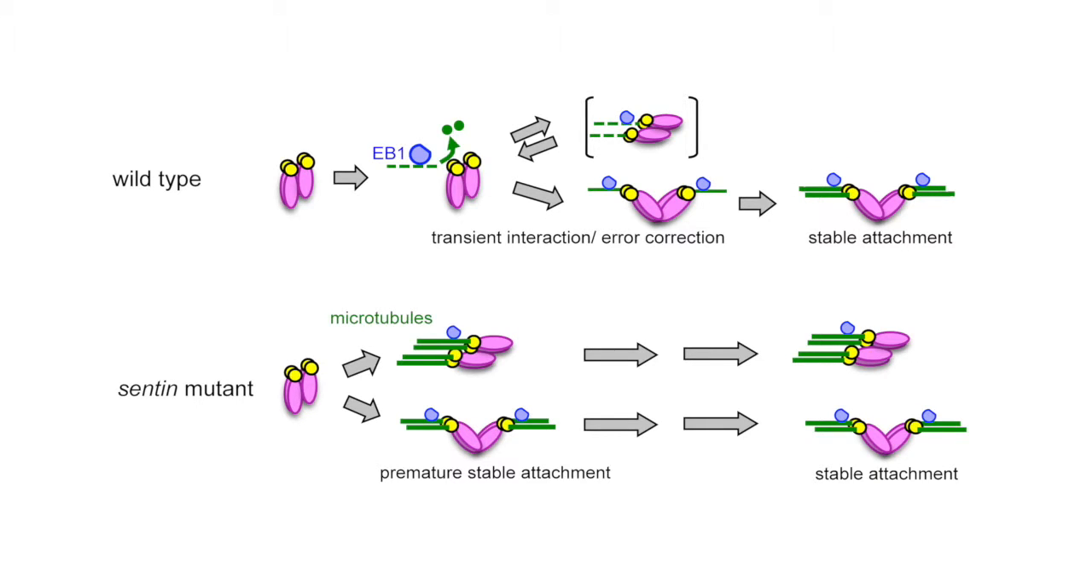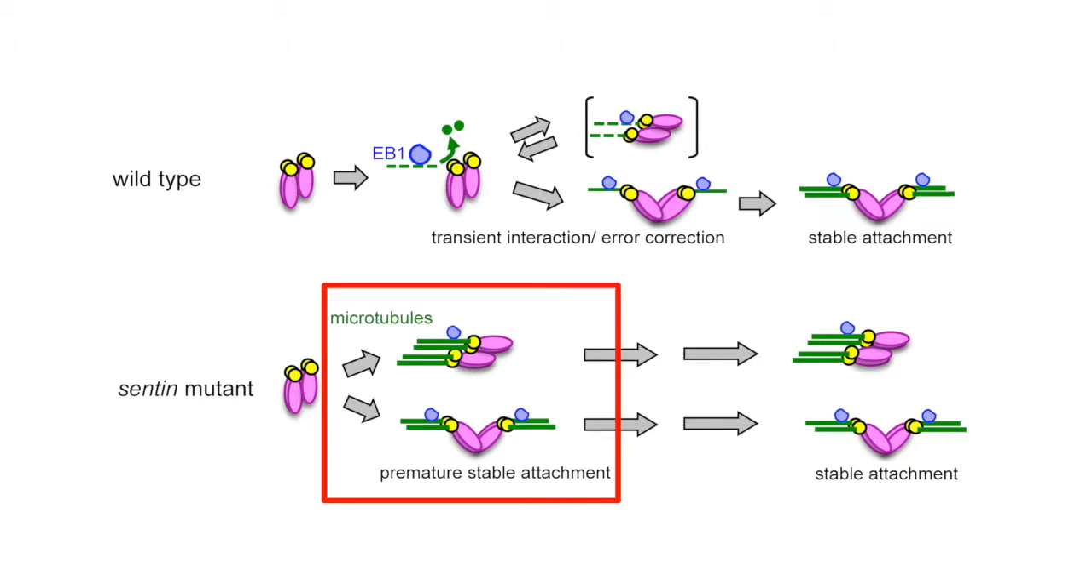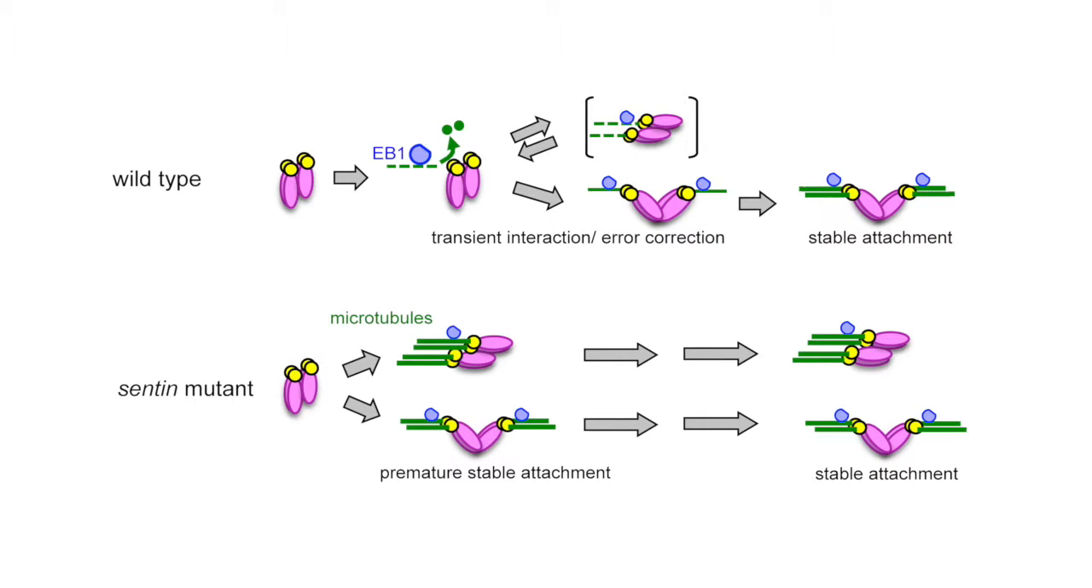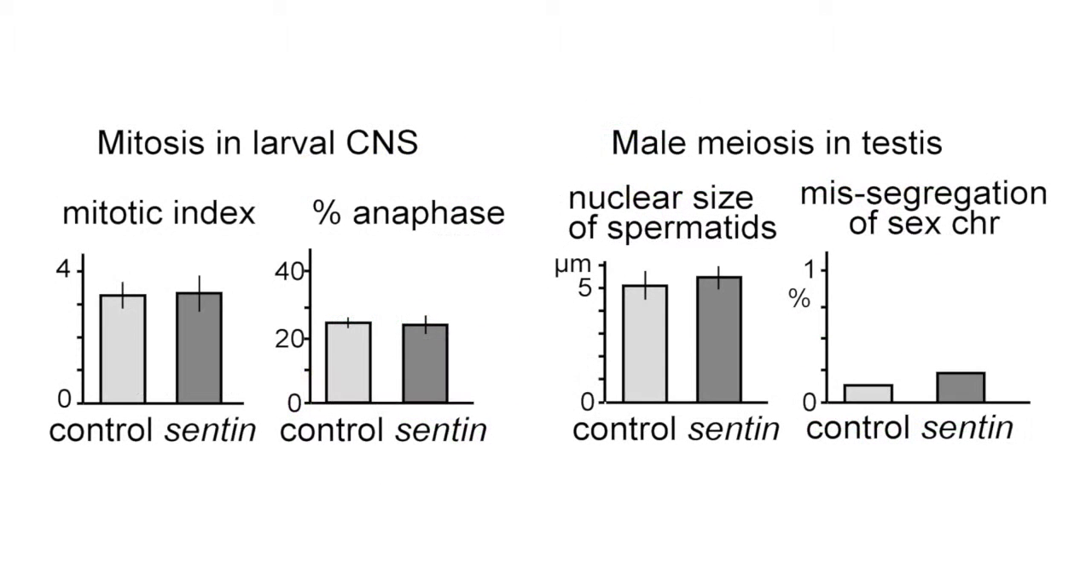In the absence of Sentin, kinetochores form stable attachments before the spindle is fully formed, increasing the chances of homologous chromosomes attaching to the same spindle pole, resulting in chromosome missegregation and female sterility. Sentin isn't required in somatic cells or the male germline because, unlike oocytes, these cells contain centrosomes and can therefore assemble their spindles faster, reducing the risk of monopolar attachments.